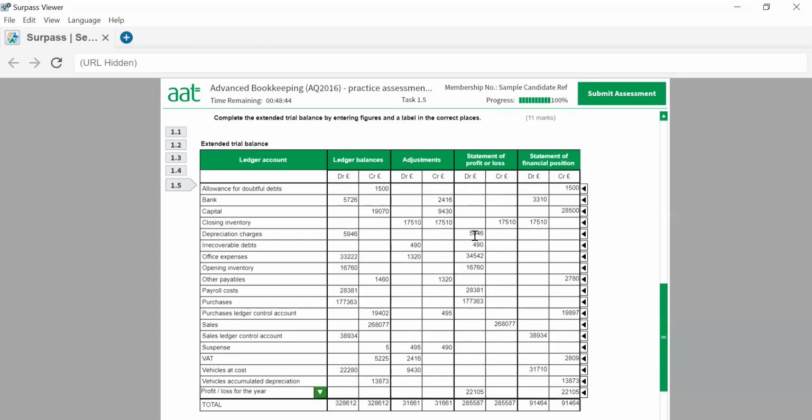Depreciation charge: debit, expenses, assets and drawings. So expenses, we know, is a debit. Irrecoverable debts is an expense we're writing off. Office expenses of 3542. Again, you see you had a debit here, you had a debit here, so you add them together, and that's an expense that goes in your P&L, 3452. Opening inventory goes in the profit and loss account, it's part of your cost of sales on the debit side.